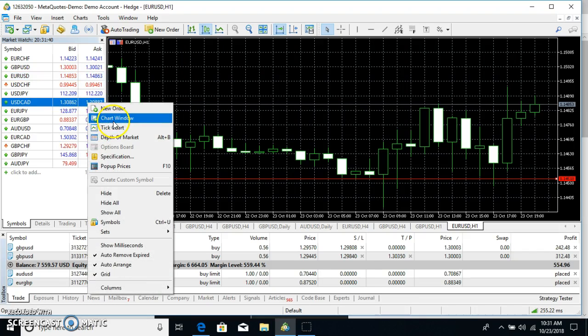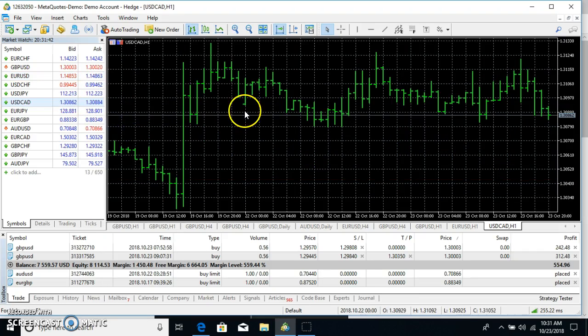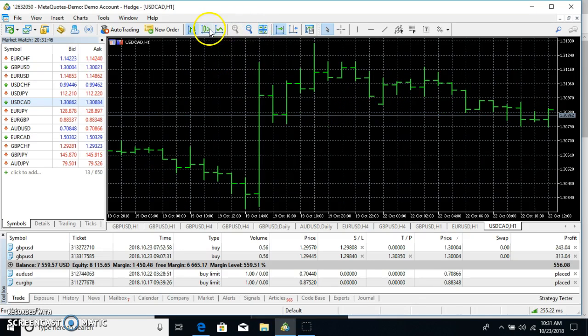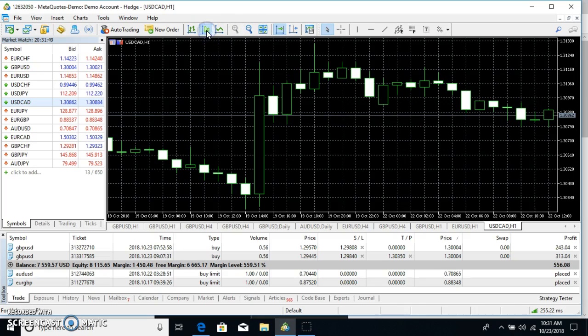What's US Canada doing? Coming down, you know, it's the reverse. Candlestick, looking at the reverse.